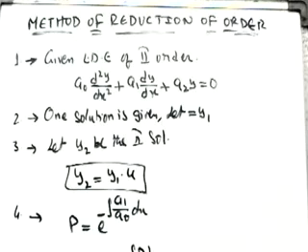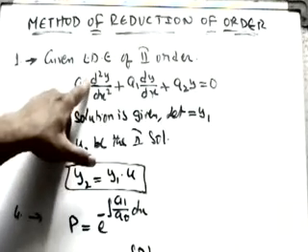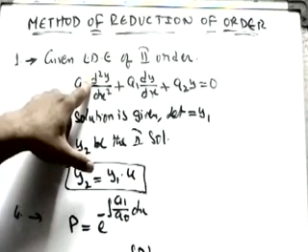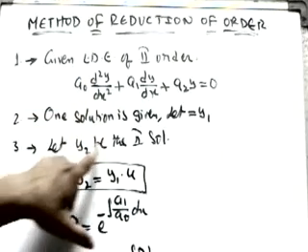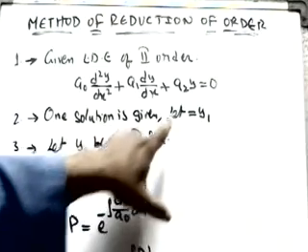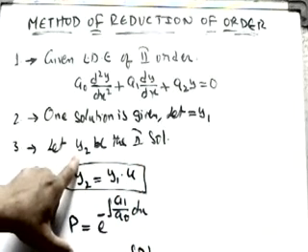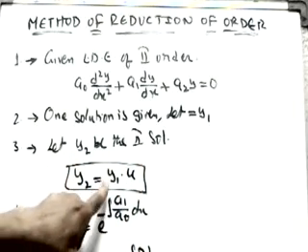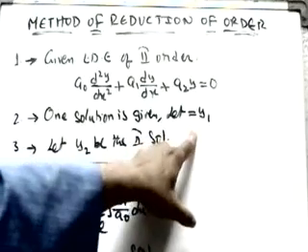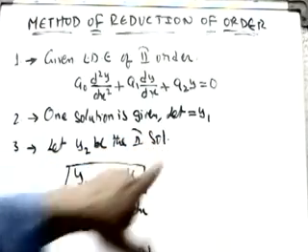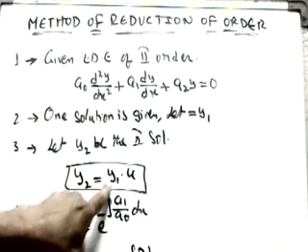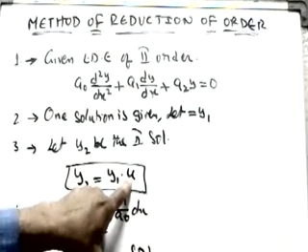Now the steps in this method: already one solution will be given in the question. Let me suppose that as y1. Let y1 be the given solution. Since this is a second order equation, we have to find one more solution. Let y2 be the second solution. One is already given, the second one we have to find. The formula of y2 will be y2 = y1 into u.